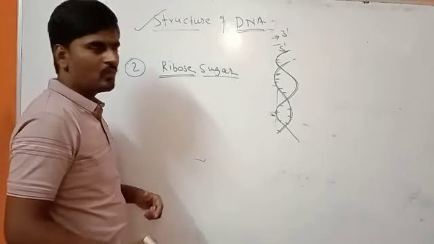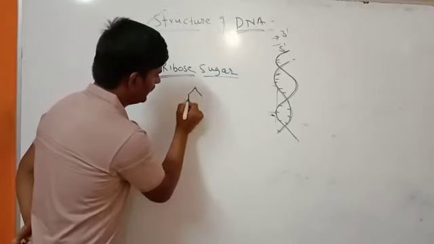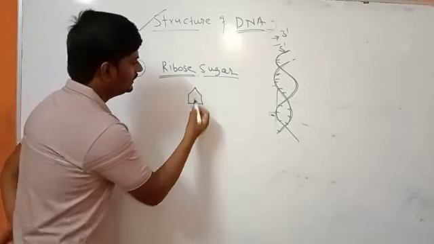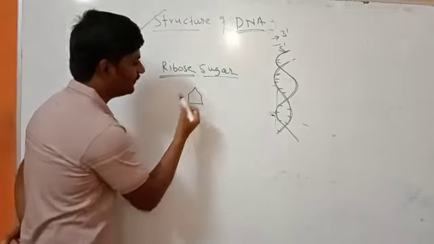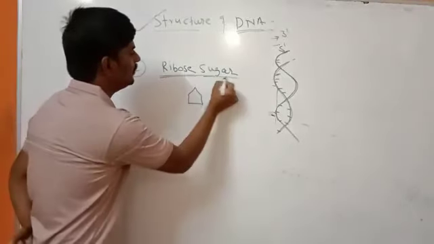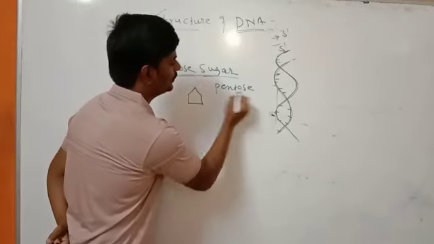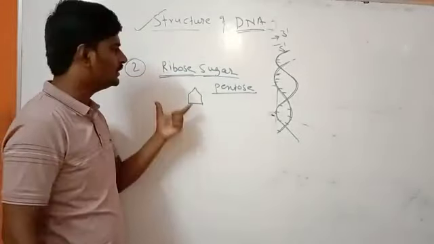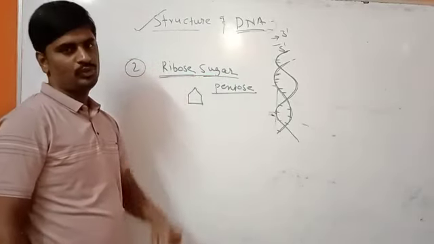So listen, this is the ribose sugar. It contains 5 carbon atoms: 1, 2, 3, 4 and 5. Therefore, this ribose sugar is also known as pentose sugar, because it has 5 carbon atoms.